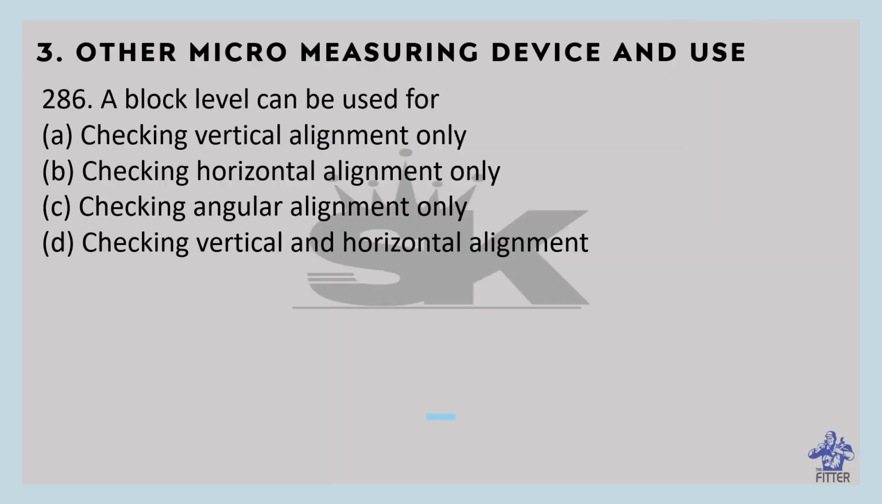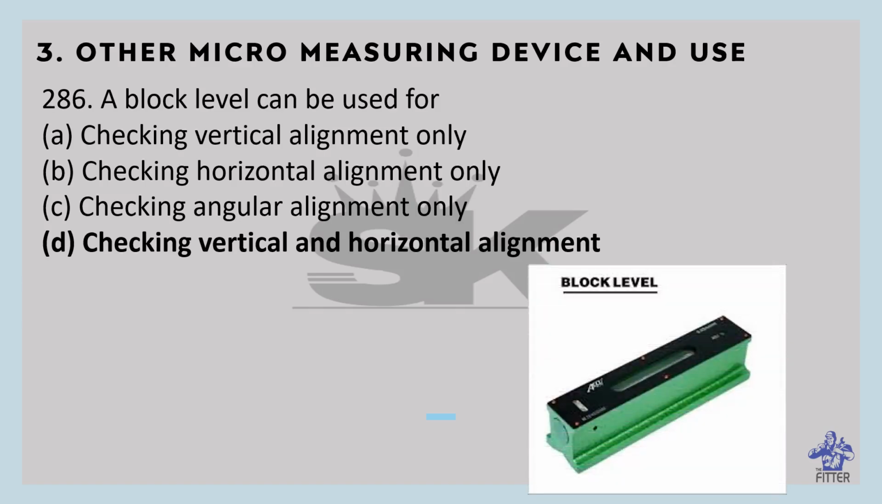A block level can be used for checking vertical and horizontal alignment. You can see this is the block level. It consists of a small glass tube containing a liquid and air bubble. The tube is sealed and fixed horizontally in a block. For vertical and horizontal alignment, the block level tools are used. For horizontal alignment, the spirit level tools are used.